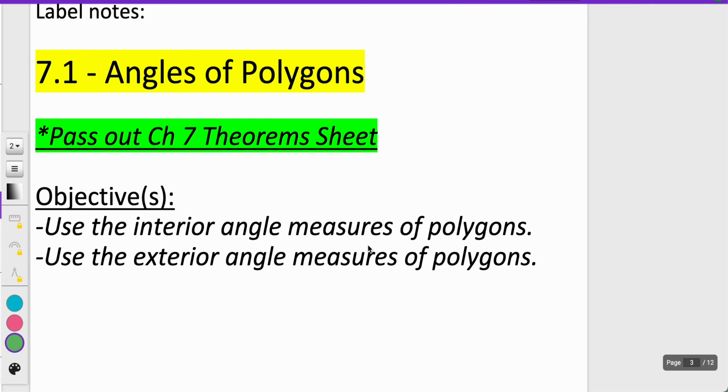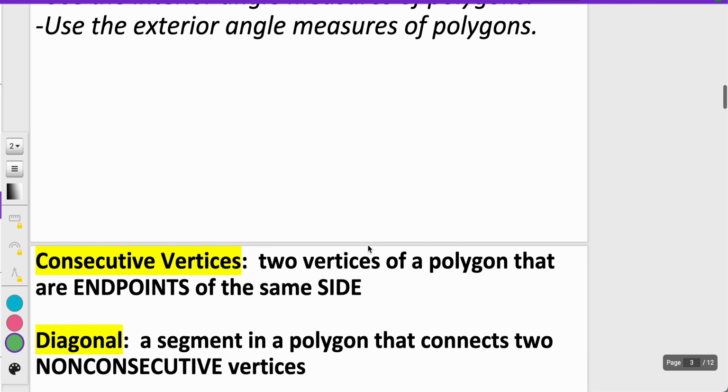Today we're going to be starting chapter 7, looking at the first lesson, Angles of Polygons. You are going to get a chapter 7 theorem sheet, so you're going to keep up with that throughout chapter 7 and then be able to use that to reference it later. Today our objectives are focusing on interior and exterior angle measures of polygons.